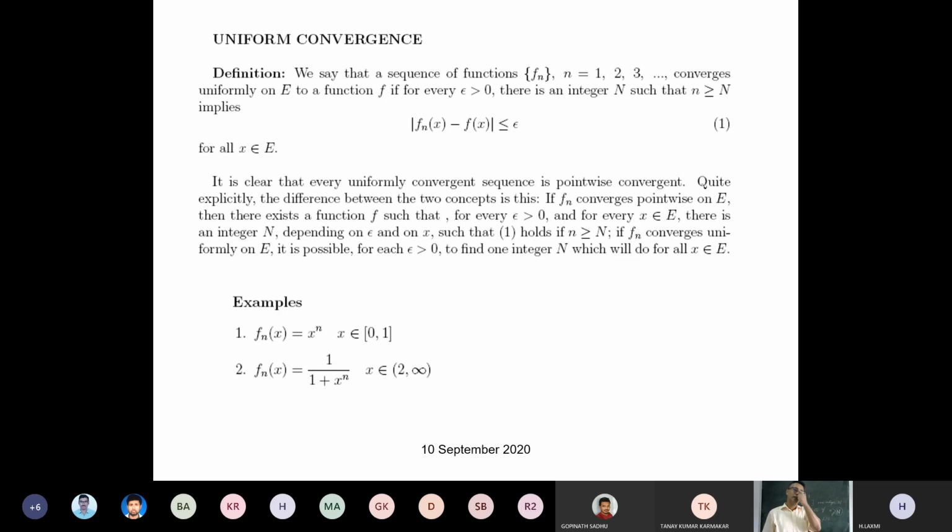So obviously, a uniformly convergent sequence will always be pointwise convergent, but a pointwise convergent sequence is not necessarily uniformly convergent. Please go through the definition once. Basically, we'll be able to find a single big N for uniform convergence, whereas in pointwise convergence, they are going to be different. Probably you have already done this many times. Let me take this example.